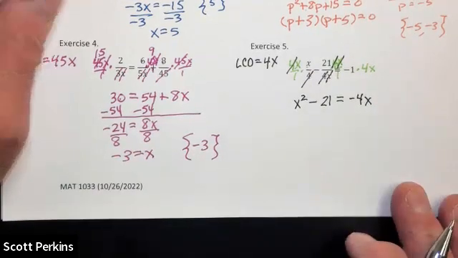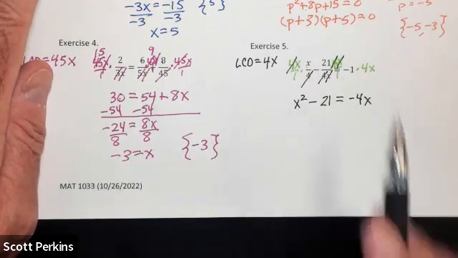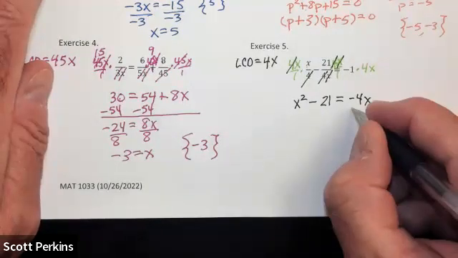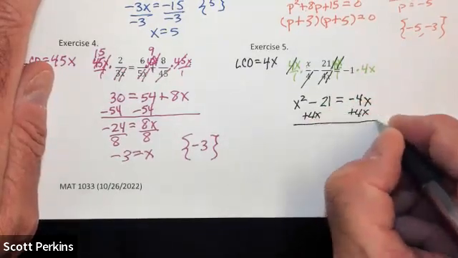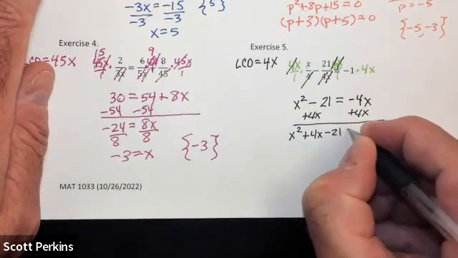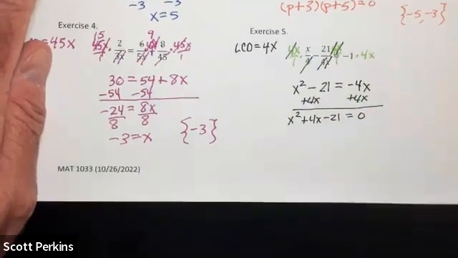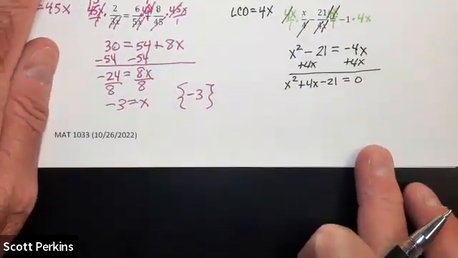So again, once those fractions are gone, this looks a little better. It's a quadratic just like the one right above it. So I'm going to bring the 4x over. We always have to have this equal to 0 so that I can factor. So x squared plus 4x minus 21 equals 0. That's my quadratic equation. Slide this up a little bit so we can see.